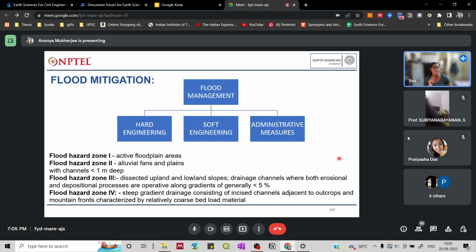Next we have soft engineering. In soft engineering, first we do zone mapping of floodplains. As you can see in the lower part, we can classify into 4 zones with respect to the features that are associated with the river channels.